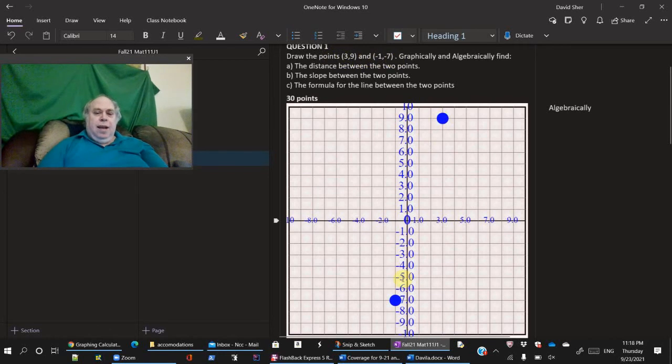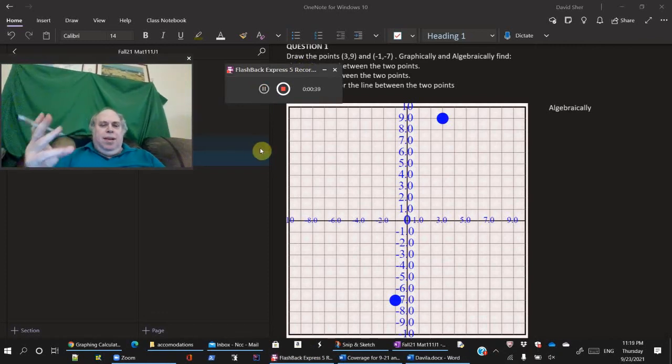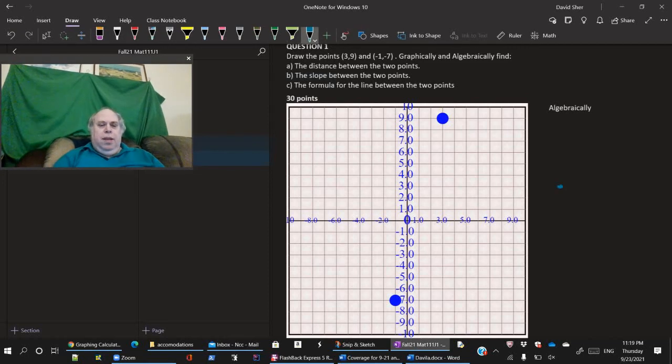So the question is draw the points between (3, 9) and (-1, -7). I already set that up, and now the question is, sorry, I left my stylus packed up. I have to find the distance between these 2 points, the slope between these 2 points, and the formula for the line.